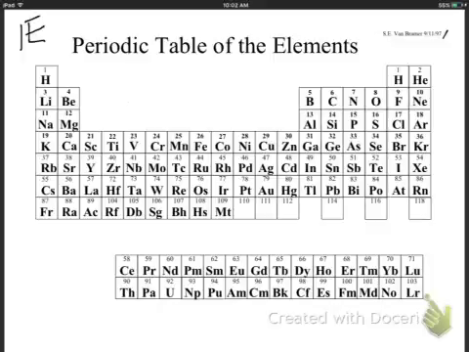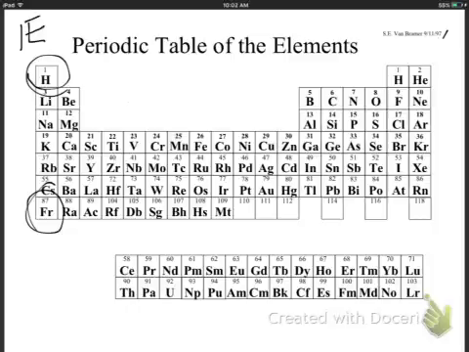Where's ionization energy going to be lowest for a given group? What do you think? Top or bottom? We know it's not the middle. Lowest ionization energy is on the bottom. It's going to be easiest to pull electrons. It's going to be easier to pull electrons off of francium than it is off of hydrogen.